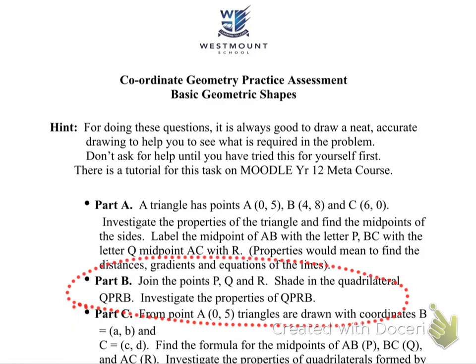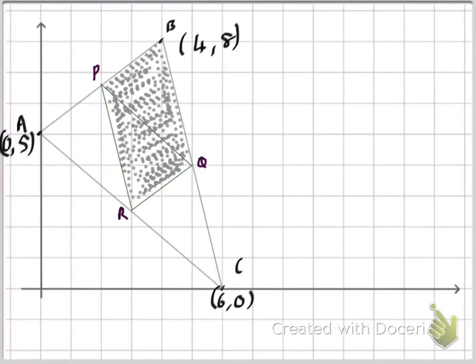Now we're going to look at part B. Join the points P, Q and R, those are the midpoints, and shade in the quadrilateral. Investigate the properties of the quadrilateral. So go back to your drawing, draw in the midpoints, there they are, shade them in, and you're going to investigate the properties. You're going to see their parallel sides.